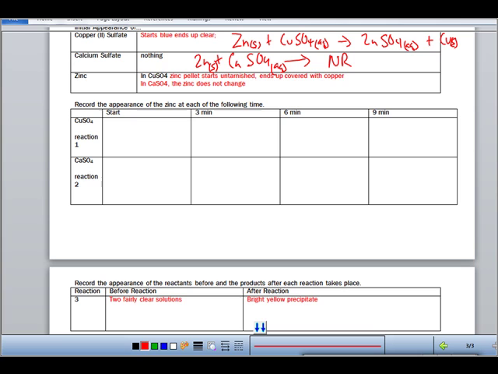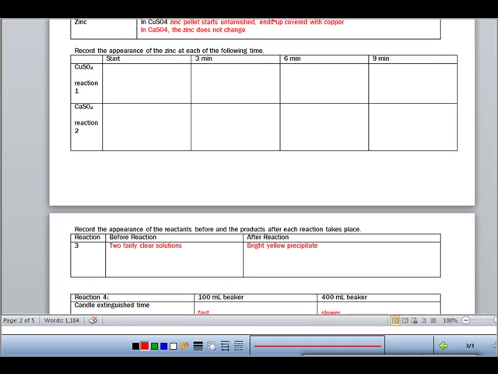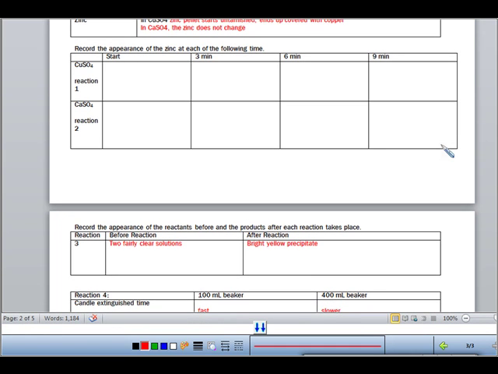Down here, it's asking what are the appearance of the reactants before and the products after each reaction takes place. Well, in reaction 3, what did we have? We had lead nitrate and potassium iodide, okay? And both of those are fairly clear solutions. We poured a little bit of one solution into the test tube first, and then about a milliliter of the other solution into the same test tube. As soon as we pour them together, we see this brilliantly bright yellow substance form in the test tube. It's hard to see it immediately, but if you wait a little period of time, you'll see that yellow substance fall to the bottom. If you wait long enough, all of that yellow will fall to the bottom.